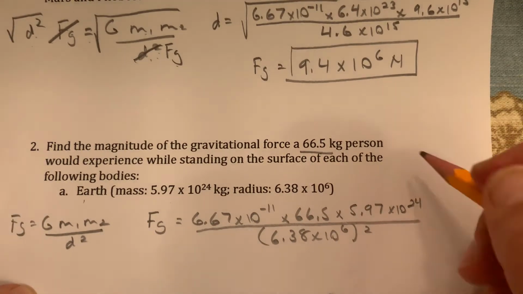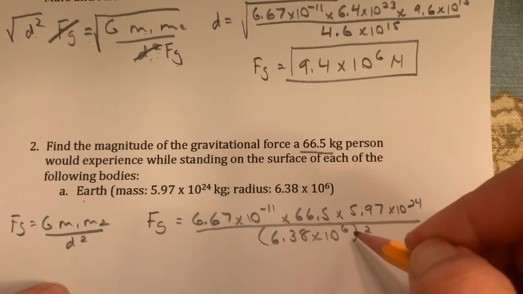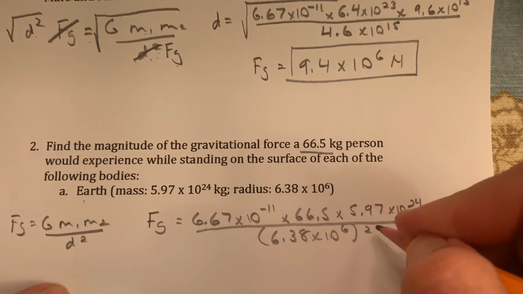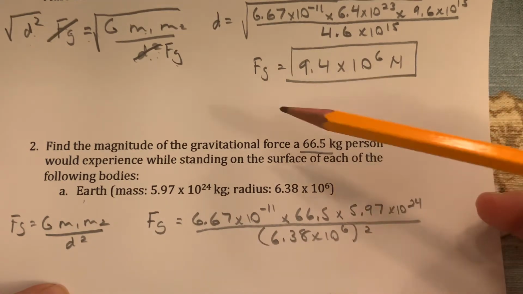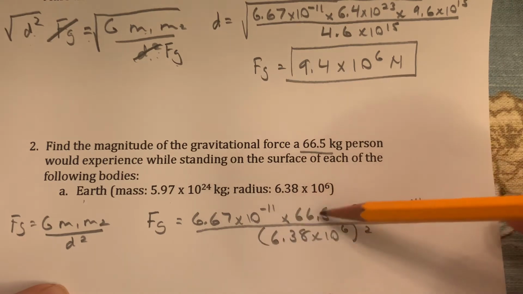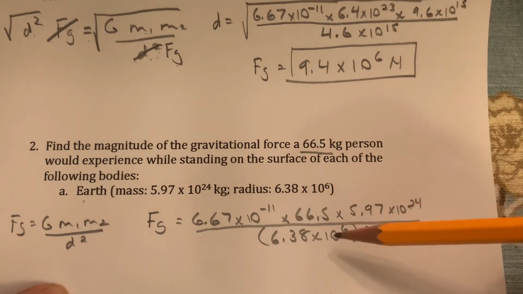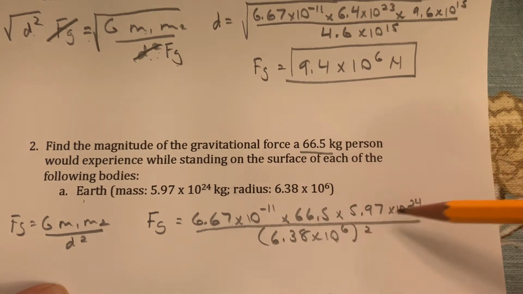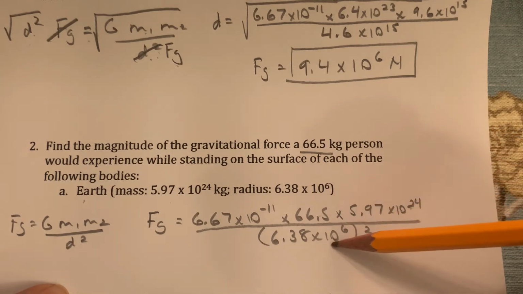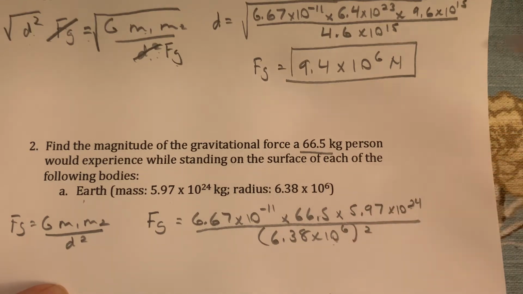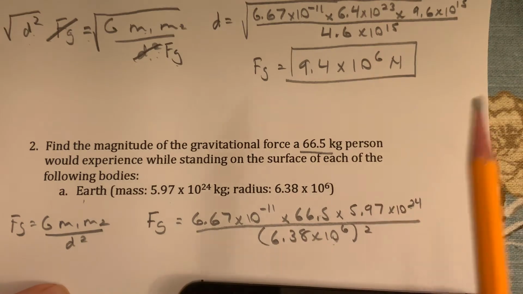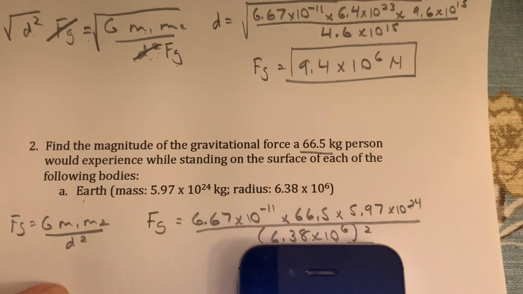Now, when we plug this in the calculator, it won't allow us to put the parentheses in here to do the square at the end. So what you will do is multiply everything that's on the numerator, divide by the number on the denominator, and then divide again by that number because it's squared, and that will give us the correct answer. So let's take a look at that.